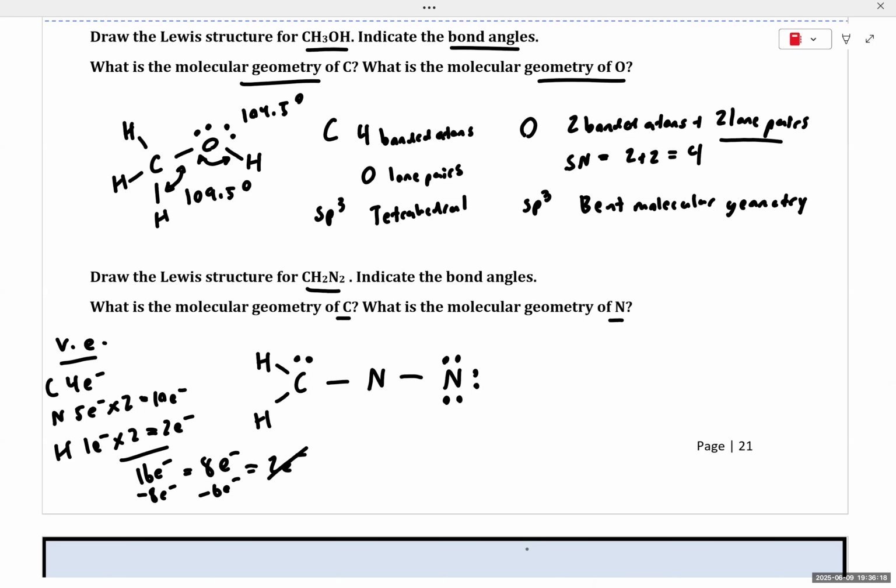From here, to fulfill the octet on the central nitrogen, we're going to convert one of our lone pairs into a double bond. This nitrogen in the center still has an incomplete octet, so we're going to form another double bond. As you can see now, looking at this carbon atom has 1, 2, 3 bonded atoms, so a steric number of 3. So it has an sp2 hybridization with 0 lone pairs. Thus, for this carbon, it would be trigonal planar.